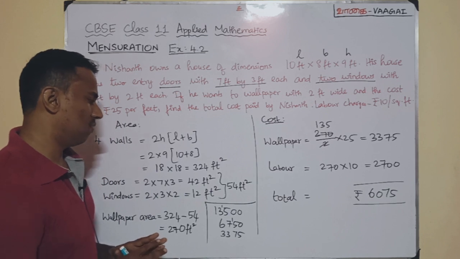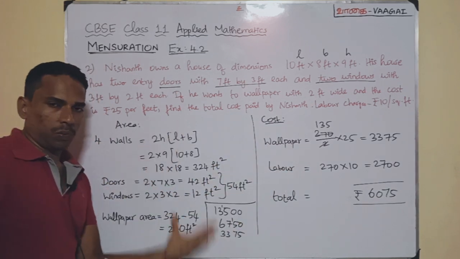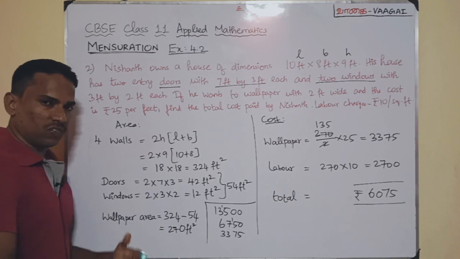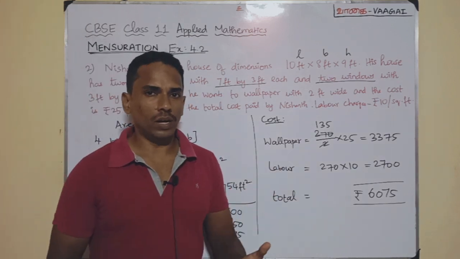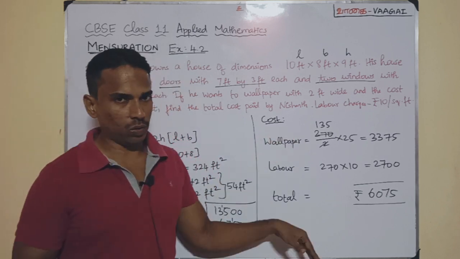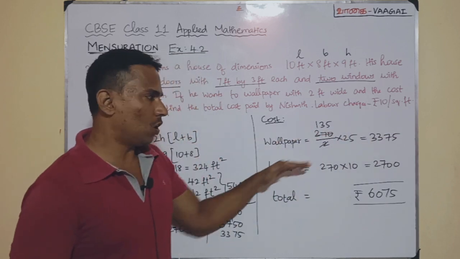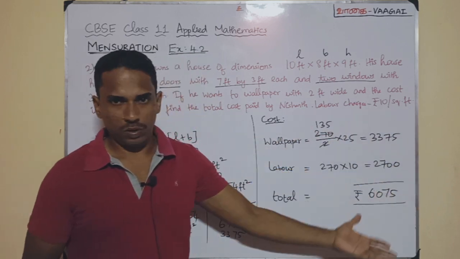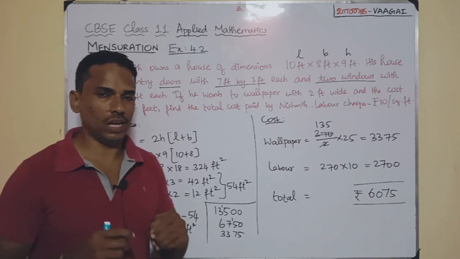I hope the way we solved this problem is clear to you. We are doing it in two parts. First, I calculated the area for which we need to do the wallpaper work, and the next part is we calculated the cost. Individually we calculated how much cost for the wallpaper material, then labor, then total cost. So we are getting the answer to be 6075 rupees.